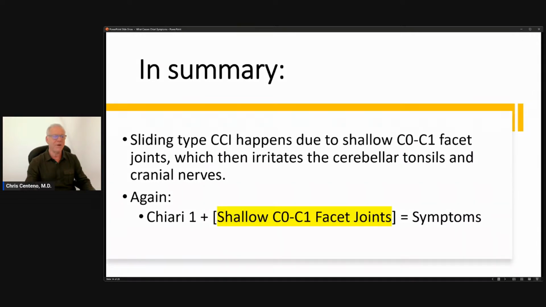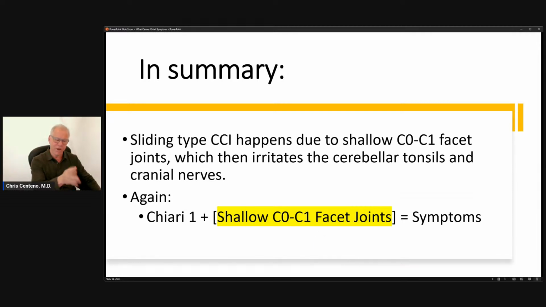So just to reiterate here, our sliding type CCI happens due to shallow C0-C1 facet joints that then irritate the cerebellar tonsils and cranial nerves. Without the Chiari, it doesn't do that. With the Chiari, it does do that. So again, going to come back to that same equation. Chiari 1 plus, in this case, shallow C0-C1 facet joints equals symptoms. If you don't have the shallow C0-C1 facet joints, you don't get symptoms, even if you've got a Chiari 1. So again, going to keep coming back to this equation.